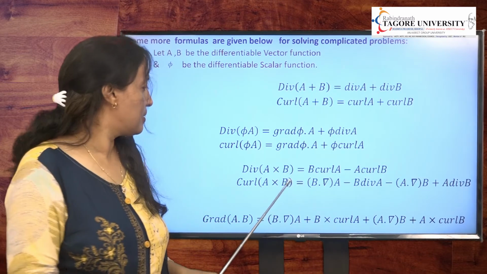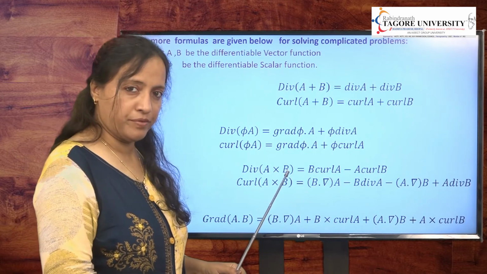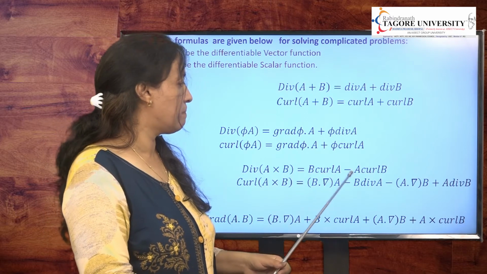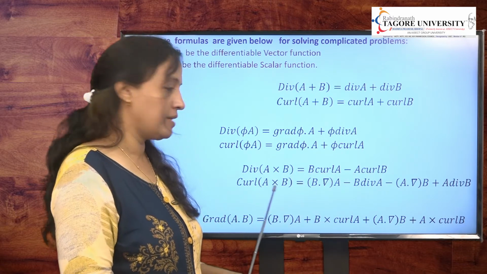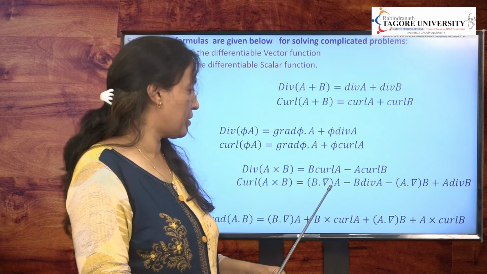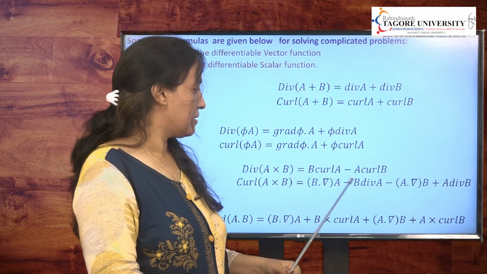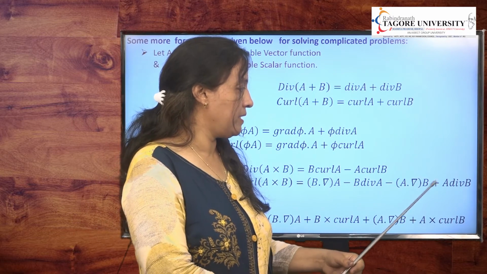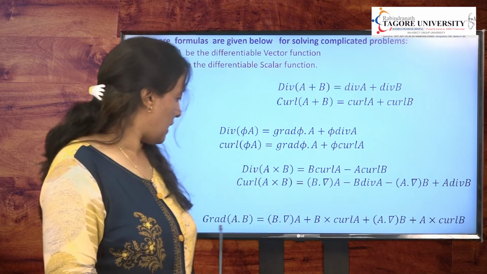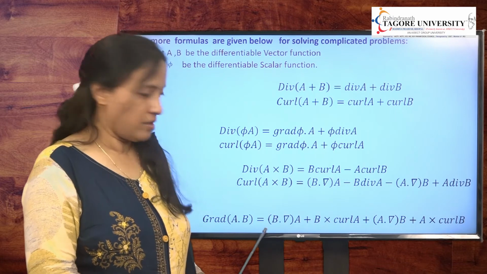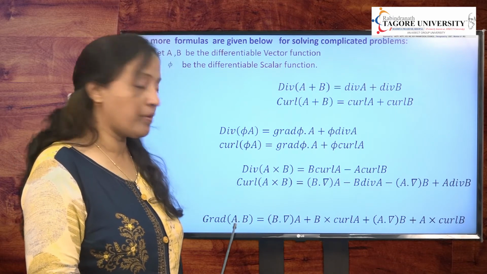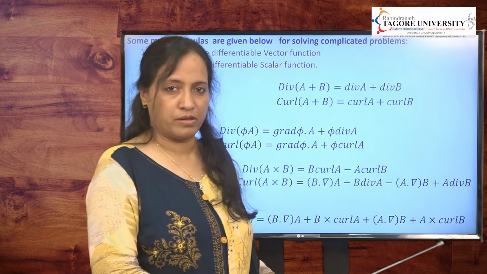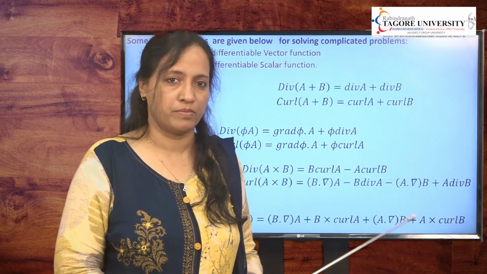Next formula is div of the cross product between these two vectors: b dot curl a minus a dot curl b. And curl of a cross b is equal to b dot del a minus b div of a minus a dot del b plus a div b. And the last one is the dot product between these two vectors, for the gradient. These are the formulas which we use for the problems.